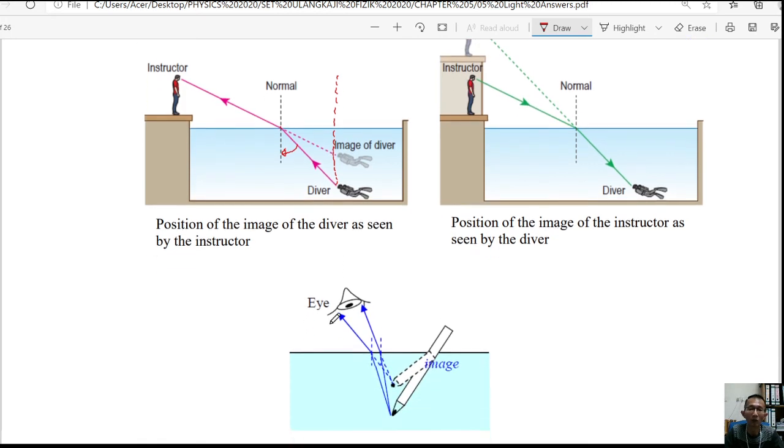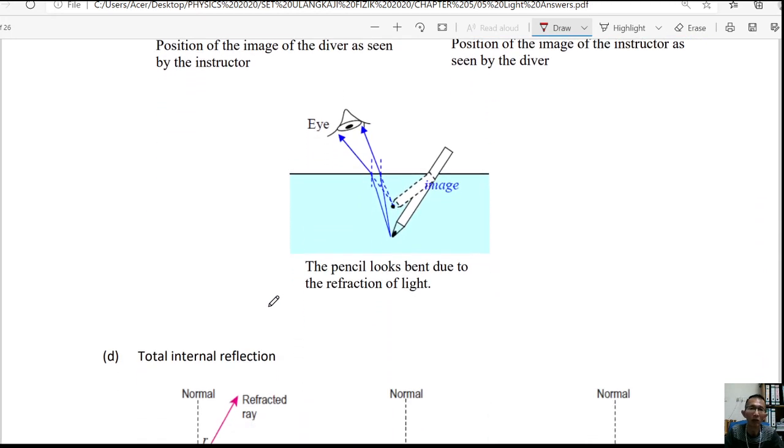Okay, so same thing goes to this one here. You see here this line. First, you have to draw a line straight. Draw a line straight, and then from this point I draw two lines going straight to the eye. And then I draw the normal line here, and I do know that the light will be refracted towards the normal. We will see this again in the problem that I have given you.